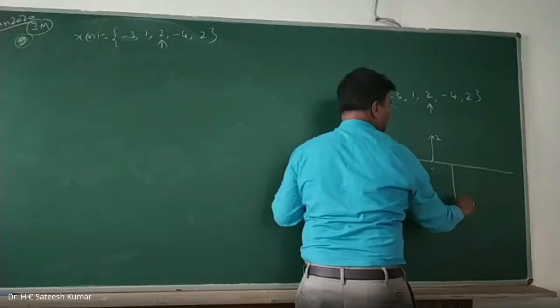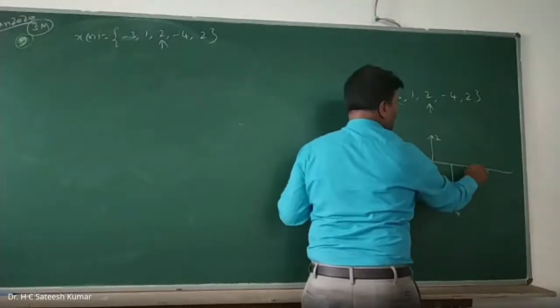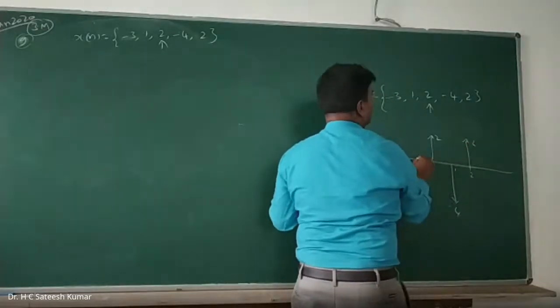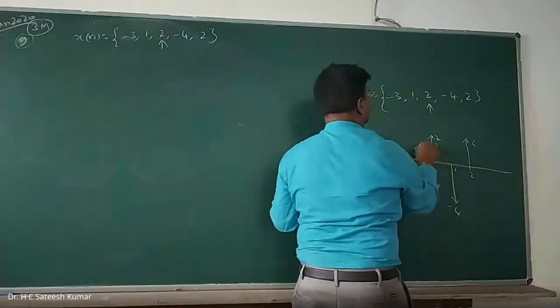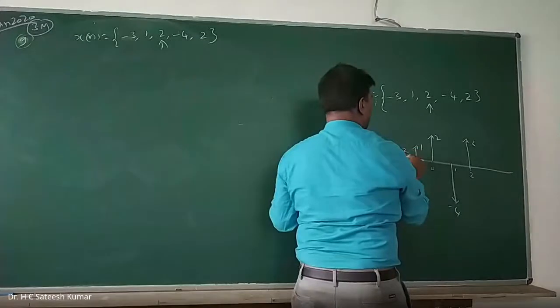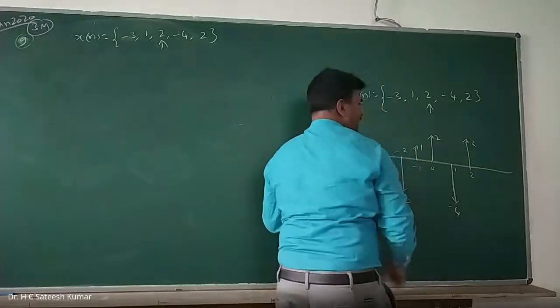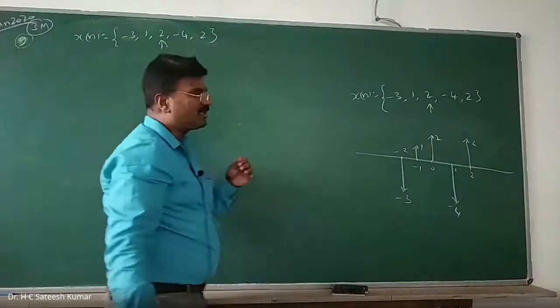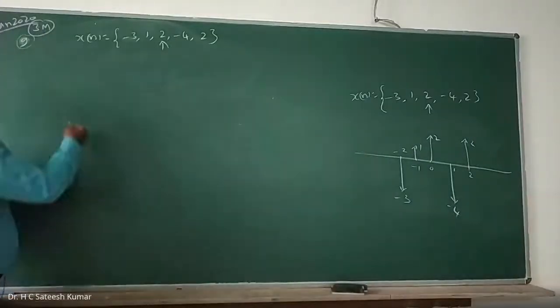At 1 its value is -4. At 2 its value is 2. At -1 its value is 1. And at -2 its value is -3. So this is how we should sketch a signal. Here they are not asking for the sketch, so just do the problem in the sequence form itself.